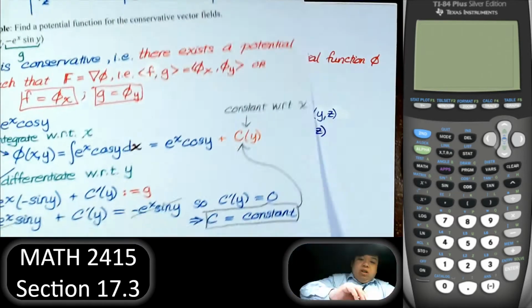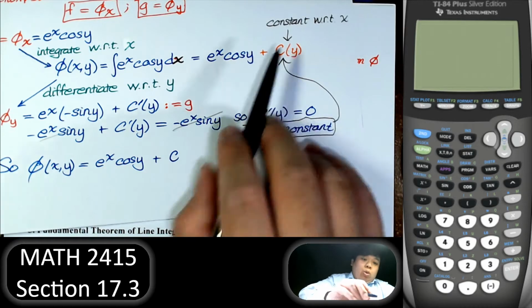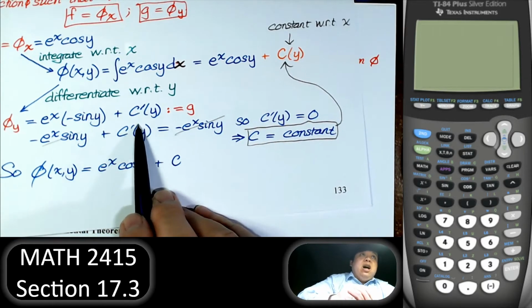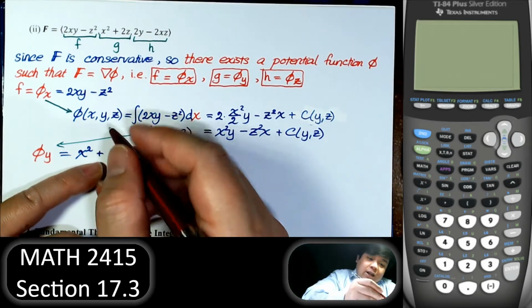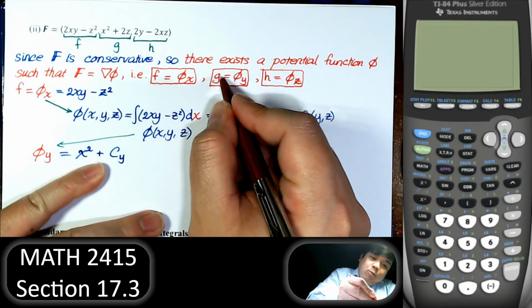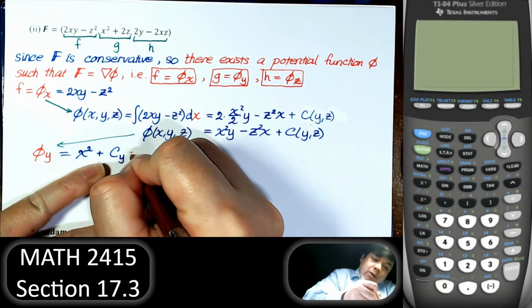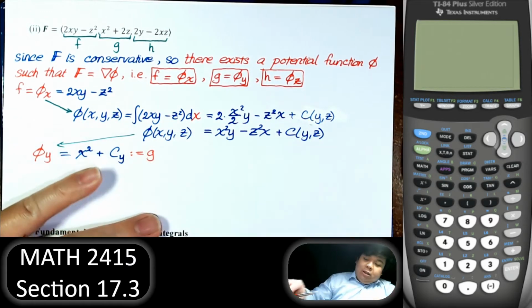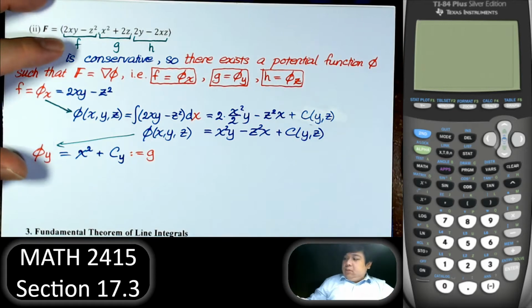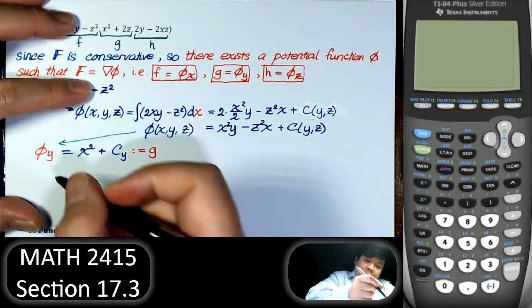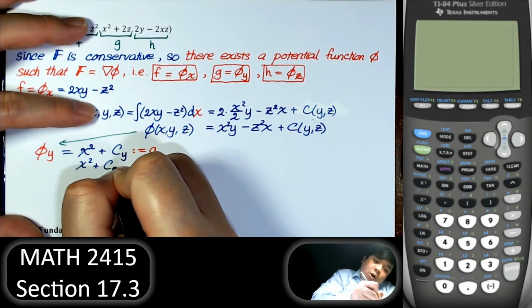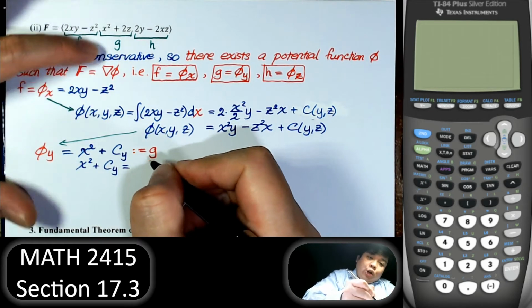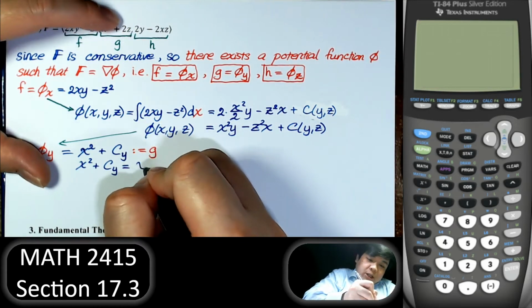c has two variables, so we're not going to write c prime. Previously, we just had a function of one variable, and when we take the derivative, that's just a derivative. This one has two variables, so that's a partial derivative. And we take the derivative with respect to y, and we have to match that with g, make that equal to g. Which means x squared plus c_y equal to g, which is x squared plus 2z.